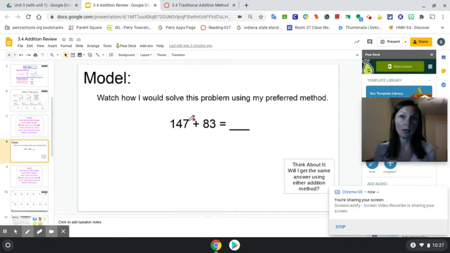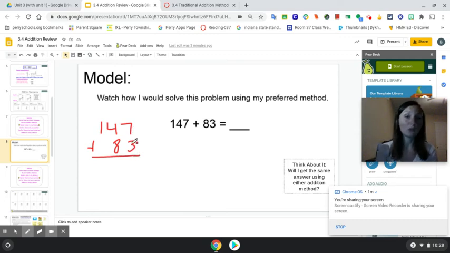So I know whenever I see an addition problem, I need to write it up and down. So I'm going to do that here. So I'm going to write 147. And I remember with traditional, it's very important that we line it up. So I need to make sure this 8 goes here in the tens place because I don't have any hundreds with this one. So this is plus 83. All right.